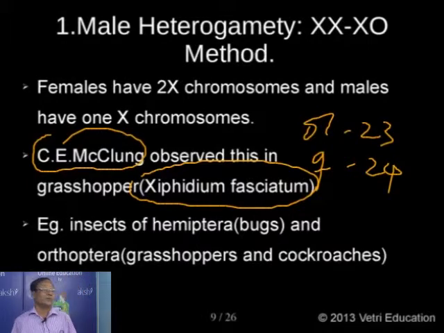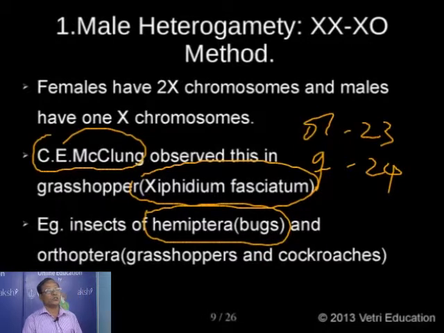One chromosome is less. In another order, Hemiptera, the bugs, one example is Protenor. These are examples of male heterogametic, that is the XX, X0 method of sex determination. Orthoptera has grasshoppers and cockroaches, and Hemiptera has bugs such as Protenor with 14 and 13 chromosomes. The female produces all similar gametes, whereas the male produces two different types of gametes, 50% with the X chromosome and 50% without any sex chromosome.